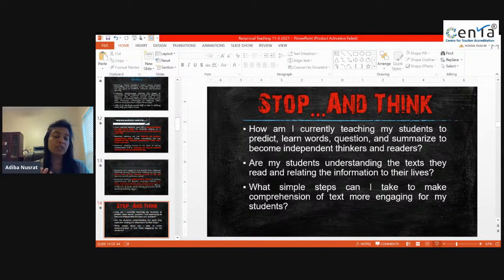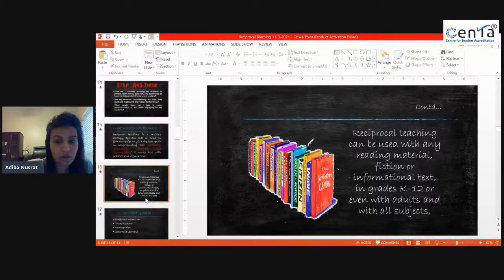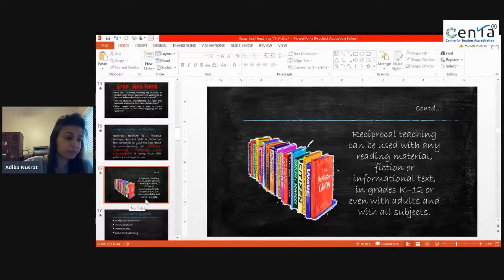Another important aspect, and the most interesting thing about reciprocal teaching, is that it can be used with any reading material, fiction or informational text. It can be used at all grade levels from kindergarten to 12, or even with adults, and with all subjects, whether it is science, social science, or even maths equations. So this is the most interesting part of reciprocal teaching.